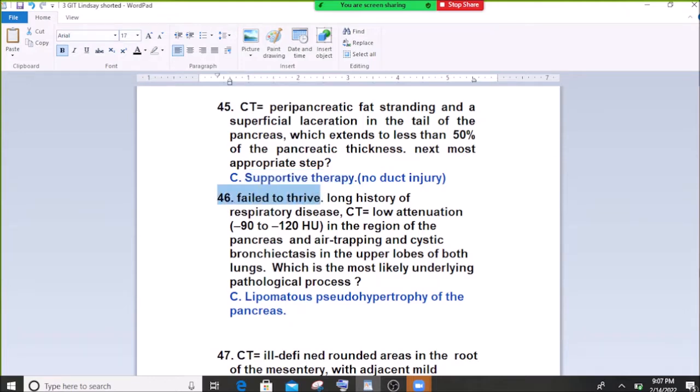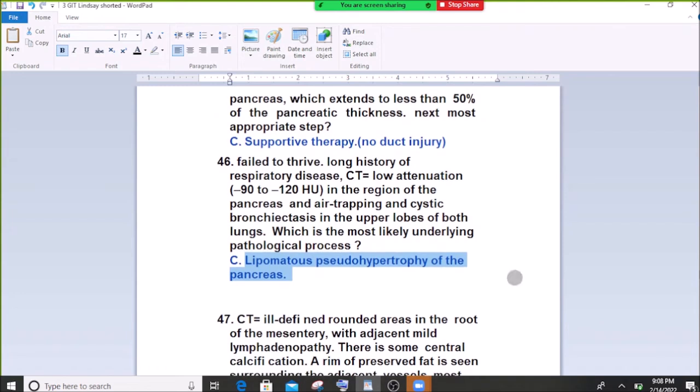46. Failure to thrive. Long history of respiratory disease. CT shows lower attenuation, minus 90 to minus 120 HU in the region of the pancreas, and air trapping and cystic bronchiectasis in the upper lobes of both lungs. Most likely underlying pathological cause, lipomatous pseudohypertrophy of the pancreas. Correct? Again, the patient has failed to thrive, with a long history of respiratory disease, so the diagnosis is cystic fibrosis.